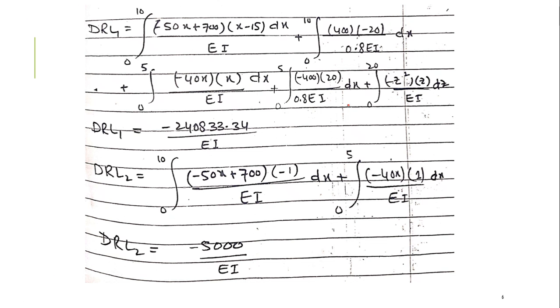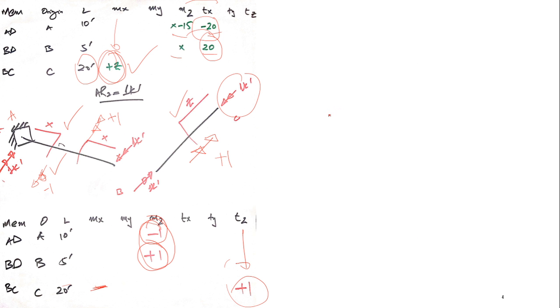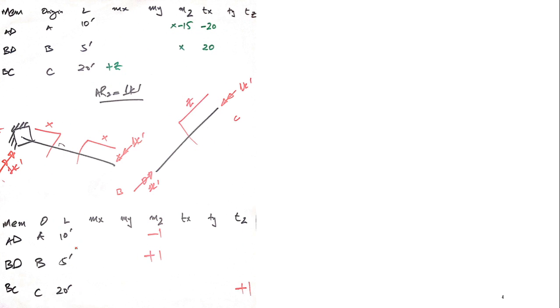Similarly you will be finding DRL3, and the flexibility matrix is very easy to find. And for the flexibility matrix, for example this F11 would be found using this equation. Let me construct this. This is AR1 equal to 1. This is the table.